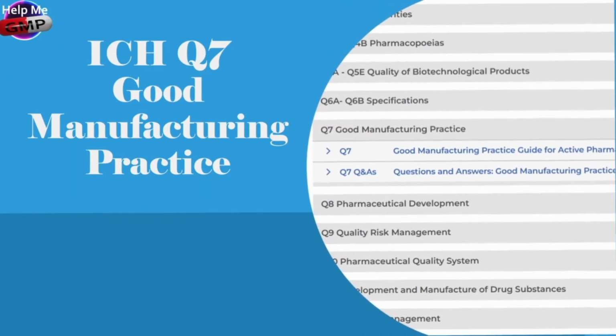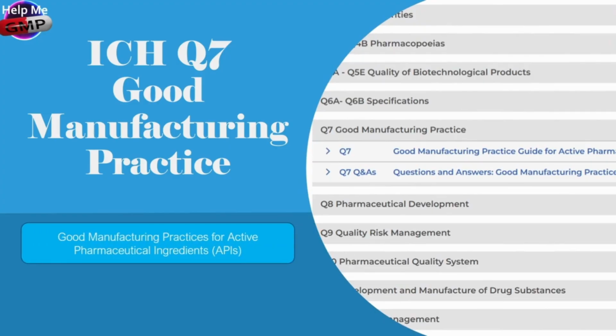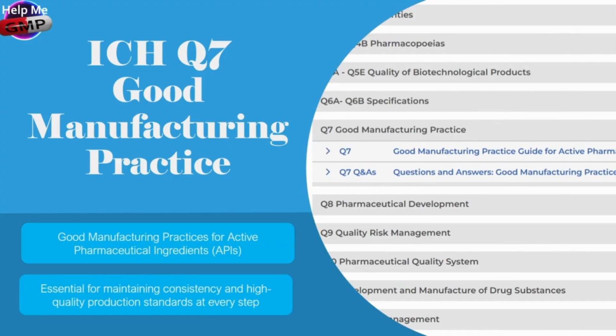Then, Q7 provides guidance on good manufacturing practice for active pharmaceutical ingredients, APIs, essential for maintaining consistency and high-quality production standards at every step. Depending on the territory the API is destined for, this may be relevant, or you may need to refer to EU GMP Part 2, which is similar to Q7, but with some subtle but important differences.